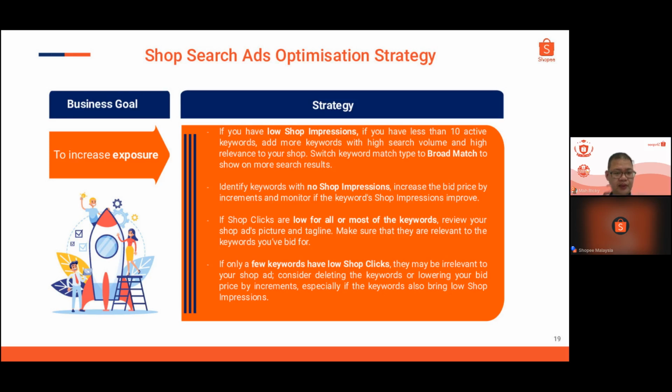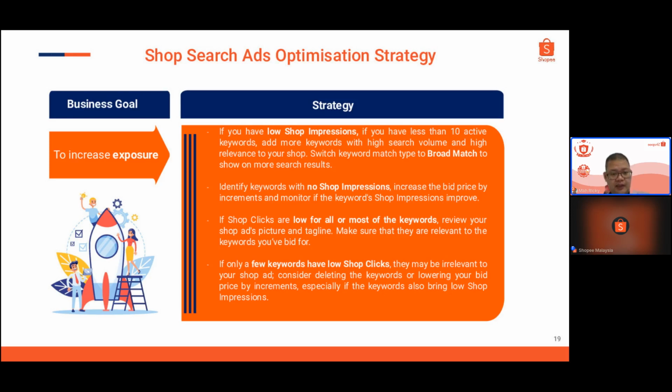And then is Shopee low for all or most of the keywords. This one's for click. This one also for the show. We can change the picture and tag. This one is something like we call it SEO. SEO thing to improve also.